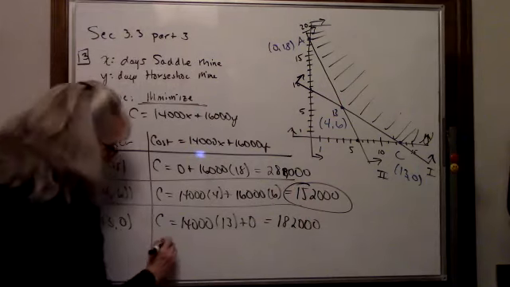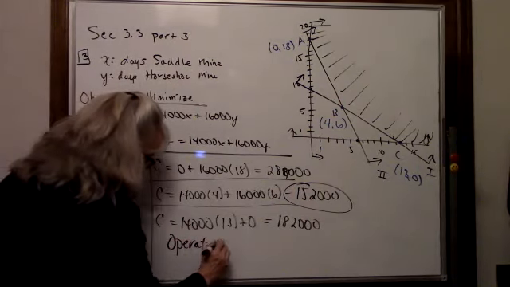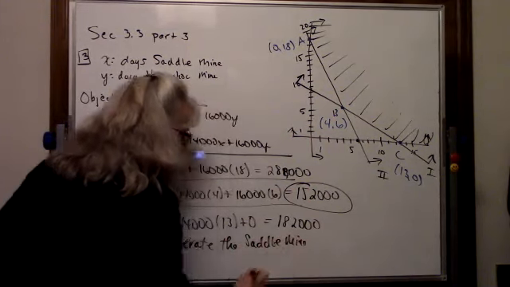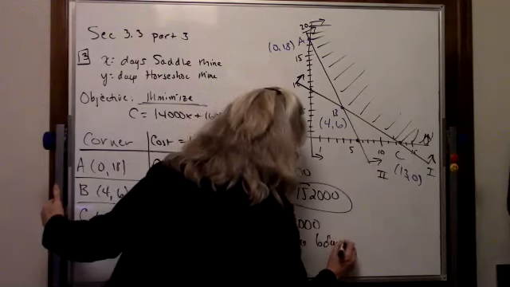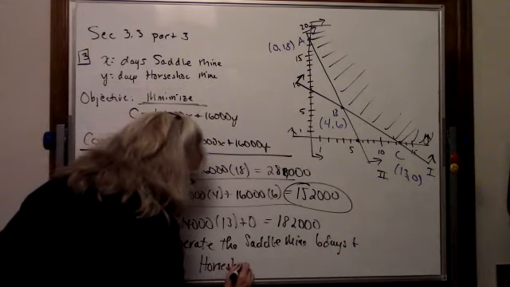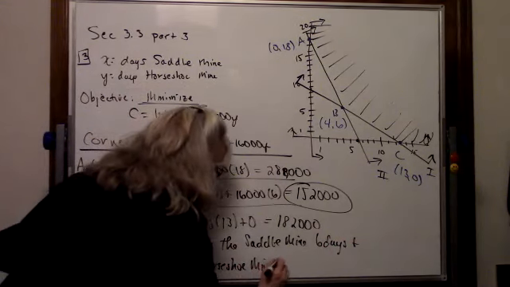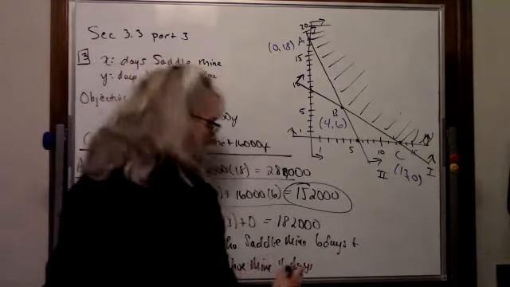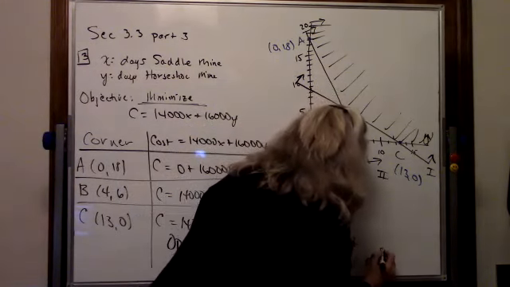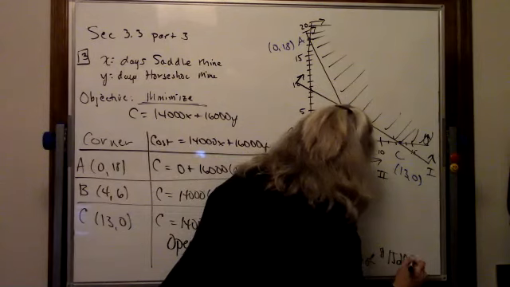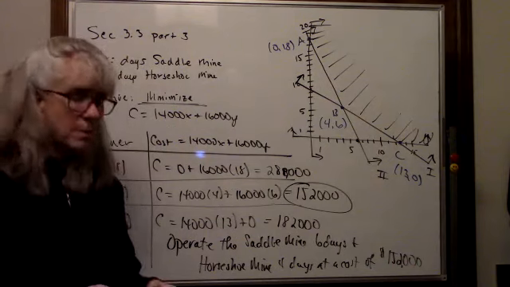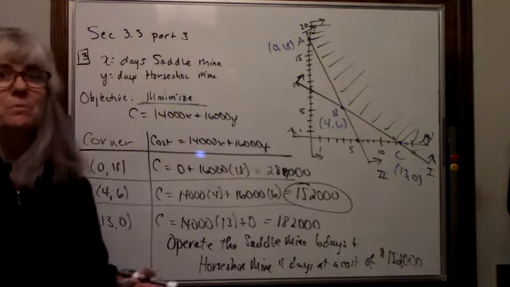So we're going to operate the saddle mine 6 days and the horseshoe mine 4 days at a cost of 152,000. And there it is. Now you've seen a minimum. You've seen examples of both a maximization problem and a minimization problem. And that wraps up chapter 3 for us.